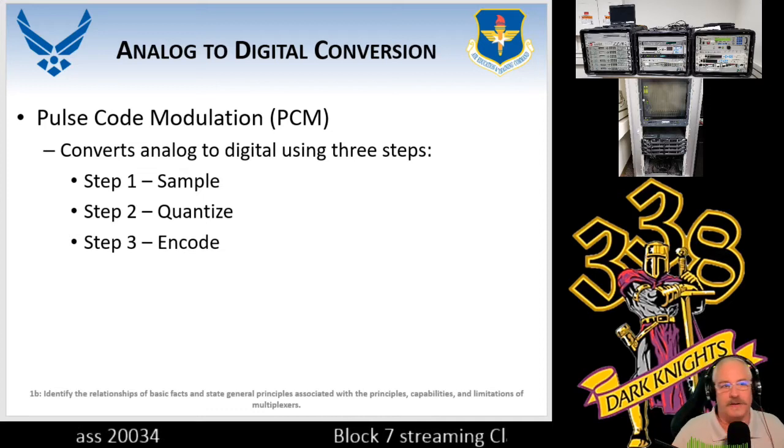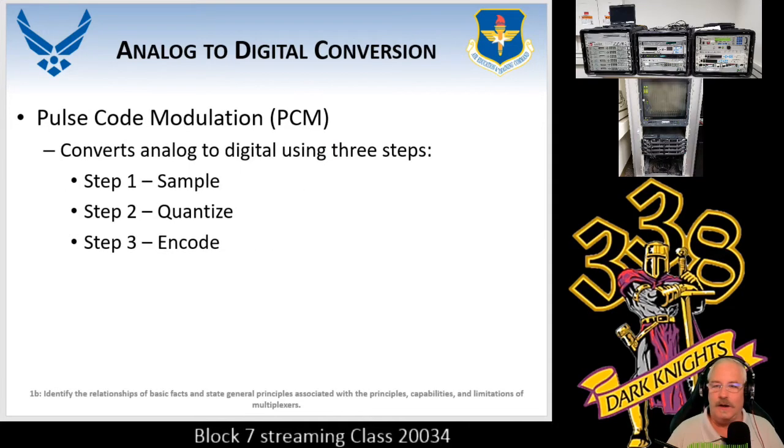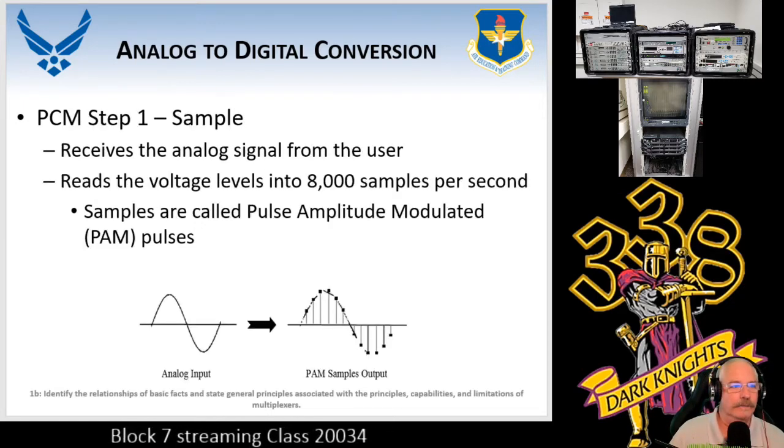We have 3 steps to it. We were just on Nyquist there, talking about 2 times the highest audio frequency is how we're going to get the sample rate. When we look at pulse code modulation, there are 3 steps to it: sampling, quantizing, and encoding.